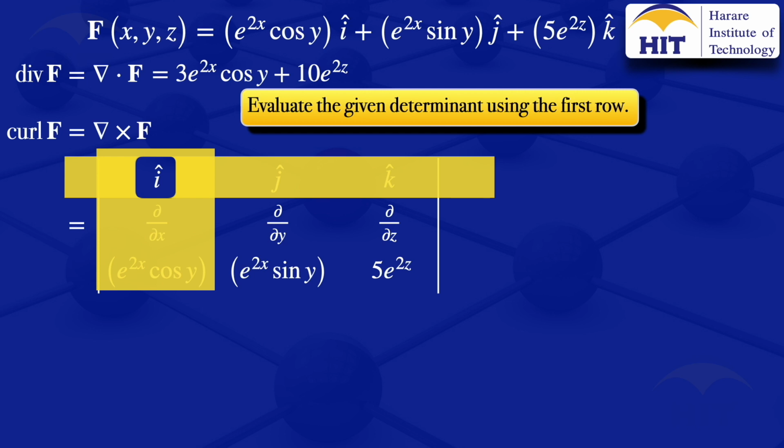So we'll be taking the partial derivative with respect to y of 5e^(2z), then minus the partial derivative with respect to z of e^(2x) sin y. So that will be the one which will give us the i component there. I'll just write it down: the partial derivative with respect to y of 5e^(2z) minus the partial derivative with respect to z of e^(2x) sin y, i.